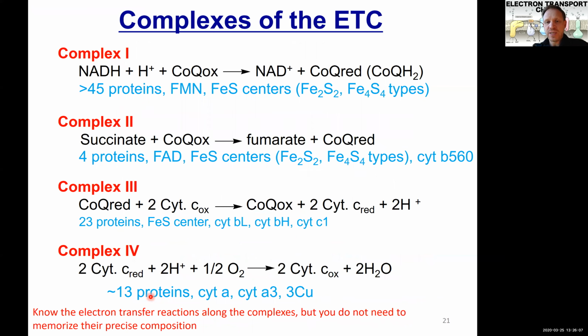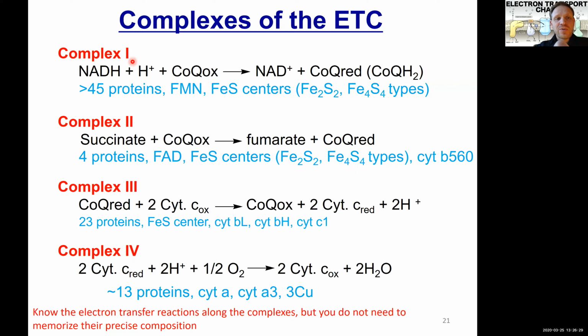And so here's just, again, a summary of all these complexes. I by no means ask you to really remember all of these details here. What I want you to remember is how these complexes work in conjunction with each other, who is transferring electrons to whom. I just want to highlight here how complex these complexes are.